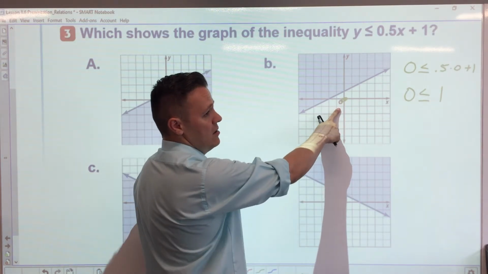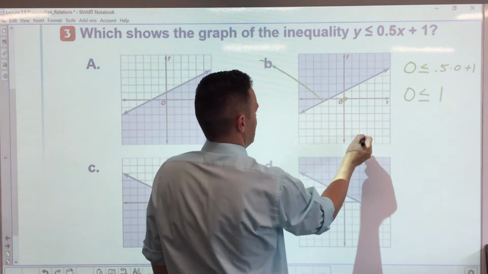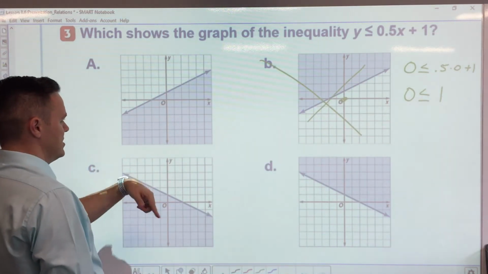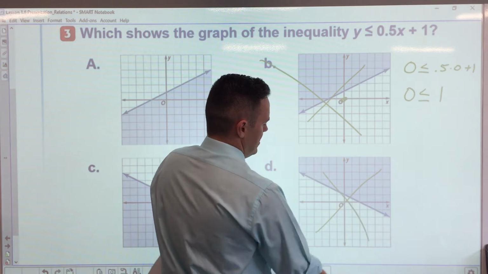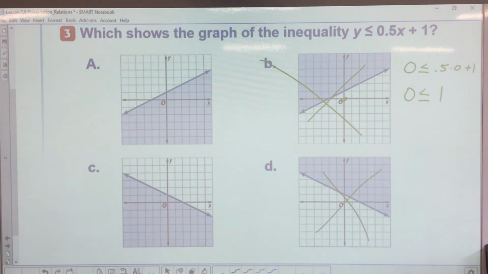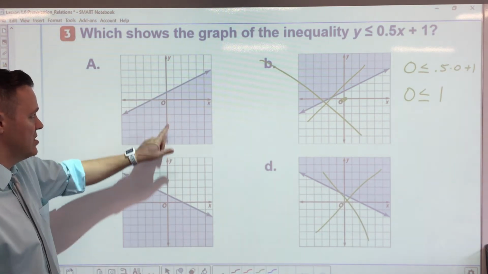Is it a point right here? The answer is no, it is not. So it is not B, and it is also not D. So we're left with A or C, because you can see the 0, 0 is in there.